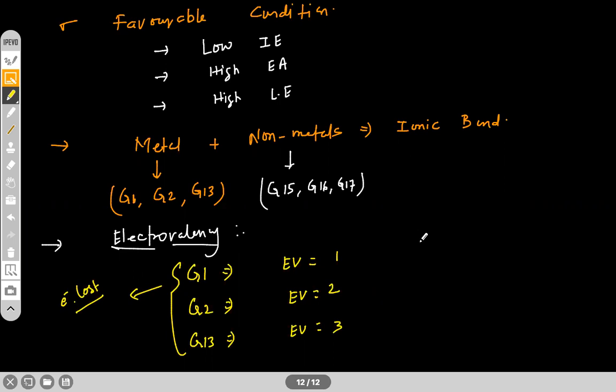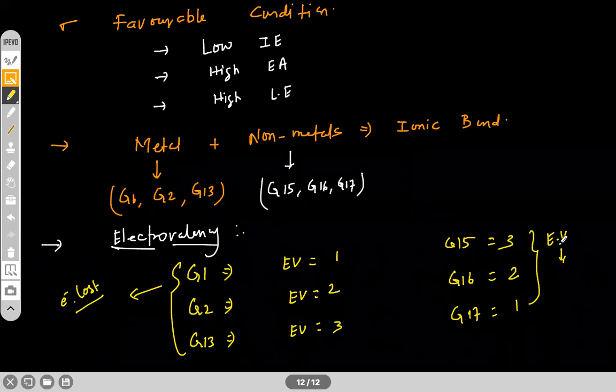The electronegative elements, groups 15, 16, and 17, will gain electrons. For example, group 15, the nitrogen family, can take 3 electrons. Group 16, the oxygen family, can take 2 electrons, and group 17 can take 1 electron. This is the electrovalency and the electrons gained here.